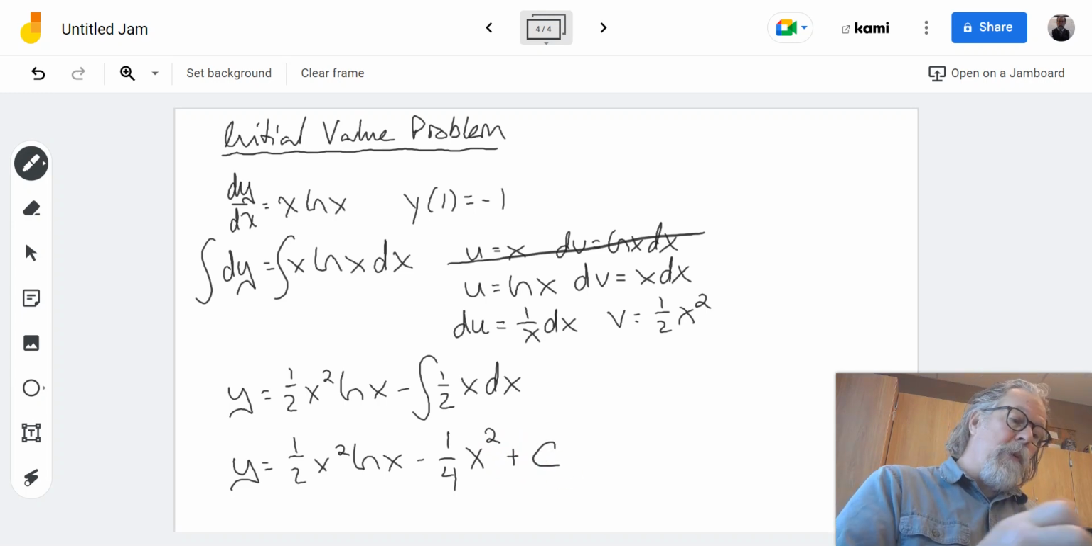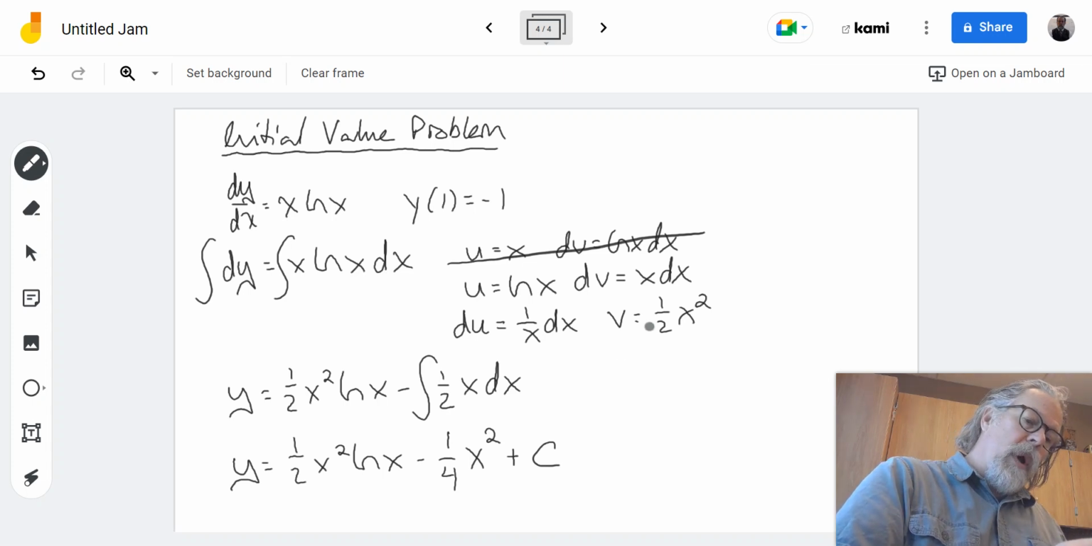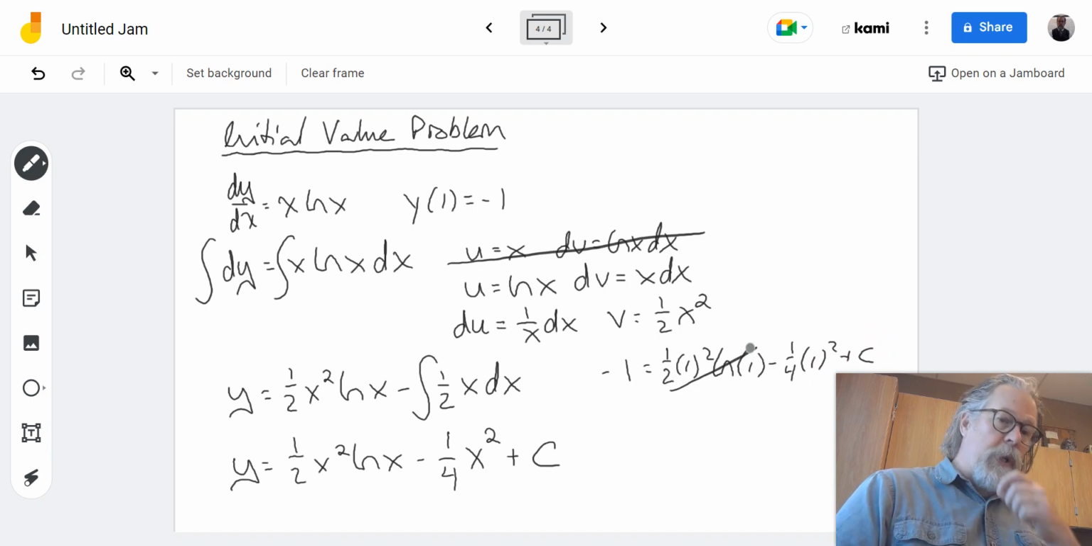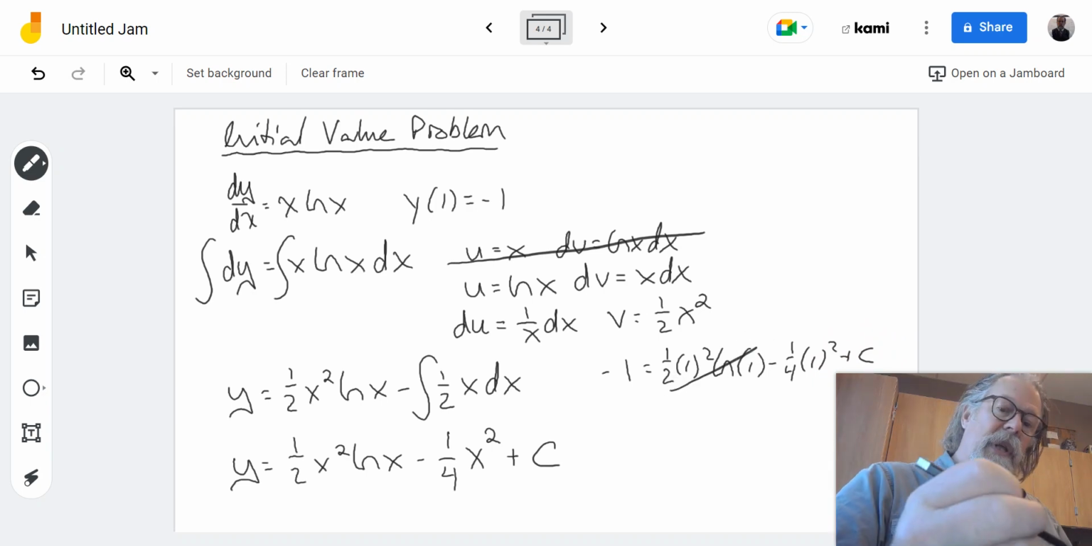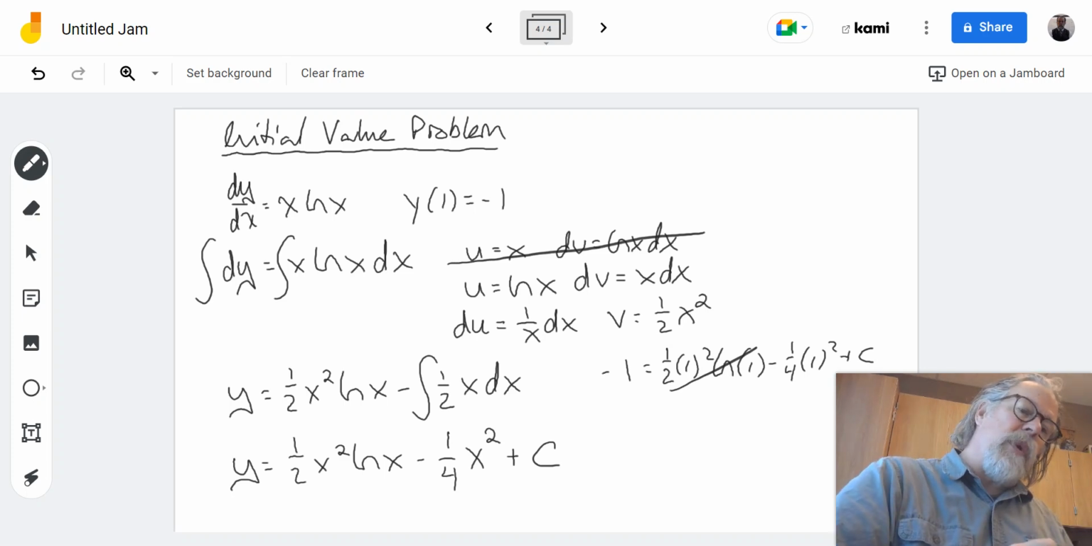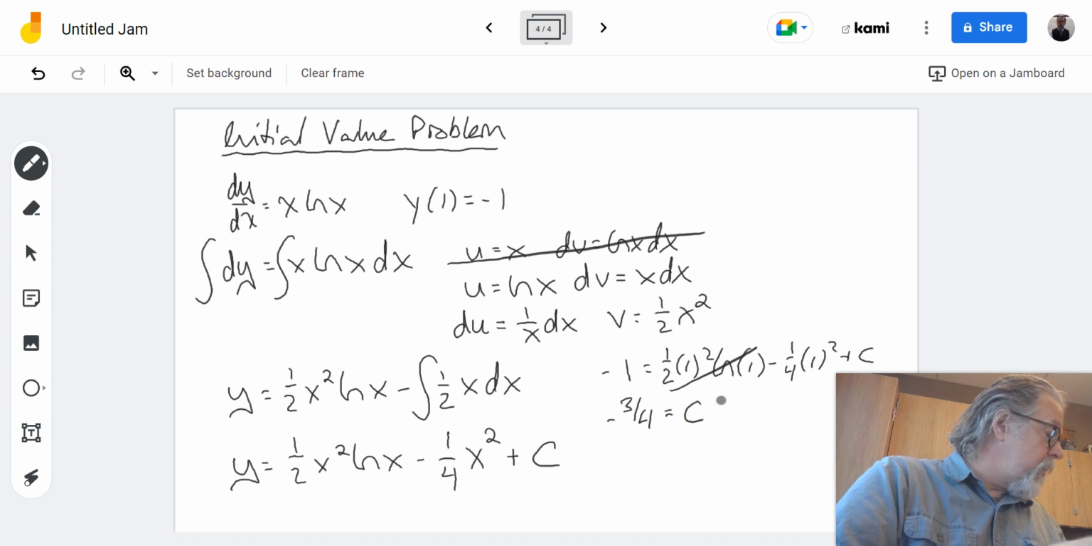Now, initial value problem, y of 1 equals -1, and so I can calculate the constant by plugging in: -1 equals 1/2, 1 squared, natural log of 1, minus 1/4, 1 squared, plus c. Natural log of 1, of course, is 0. I know that because it's the x-intercept of the natural log graph. And so I'm going to add 1/4 to both sides, and I get that the constant is equal to -3/4.